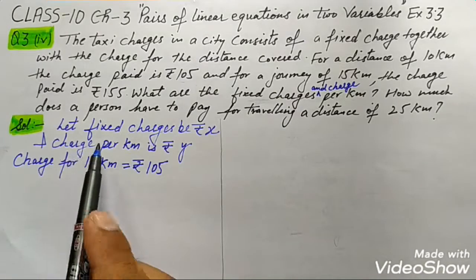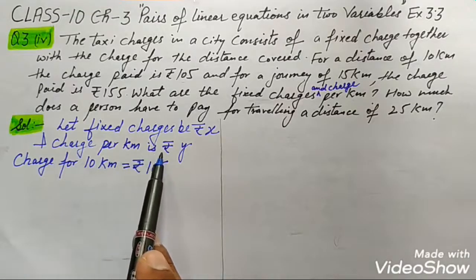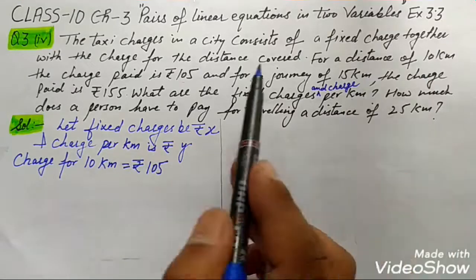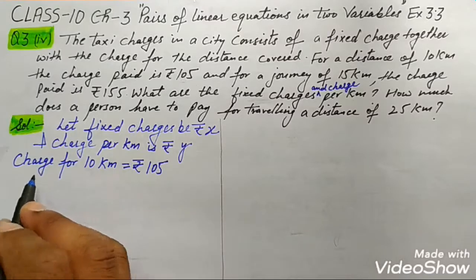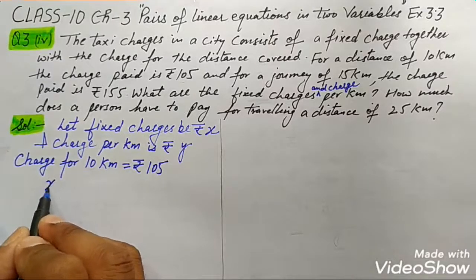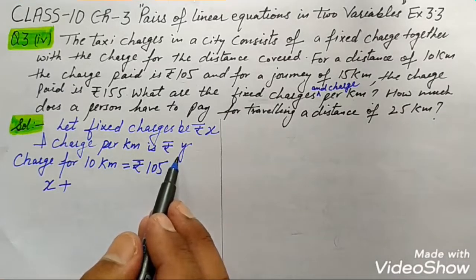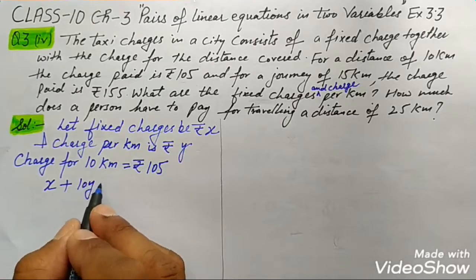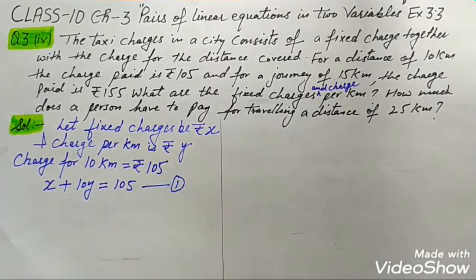Now let the fixed charge be rupees X and the charge per kilometer be rupees Y. The charge for 10 kilometers is given as 105 rupees. So see how we will pay for 10 kilometers. First of all, we pay the fixed charge X, plus for 1 kilometer 1y, for 2 kilometers 2y, for 10 kilometers it is 10y. So X plus 10y is equal to 105. This will be our first equation.